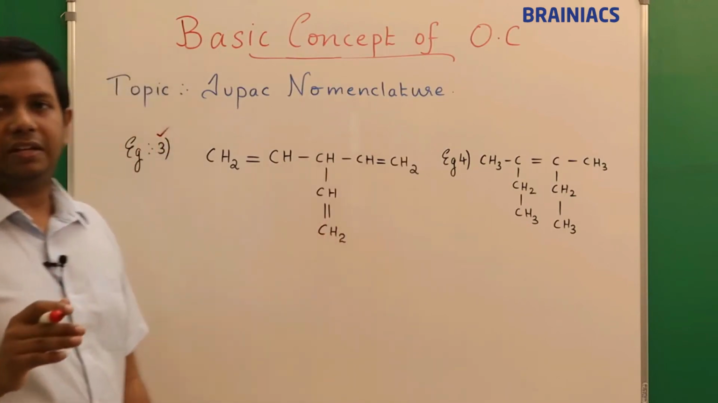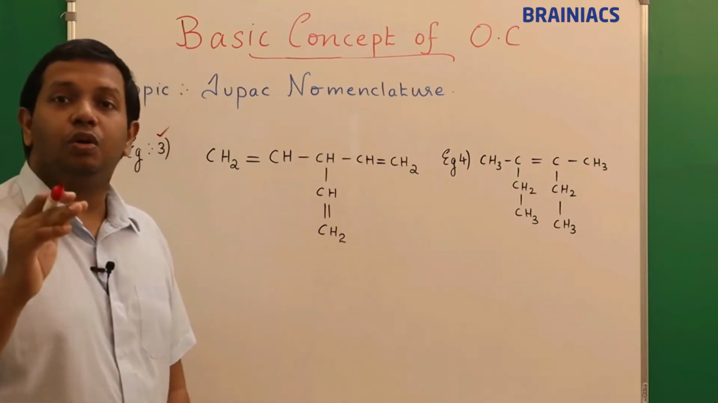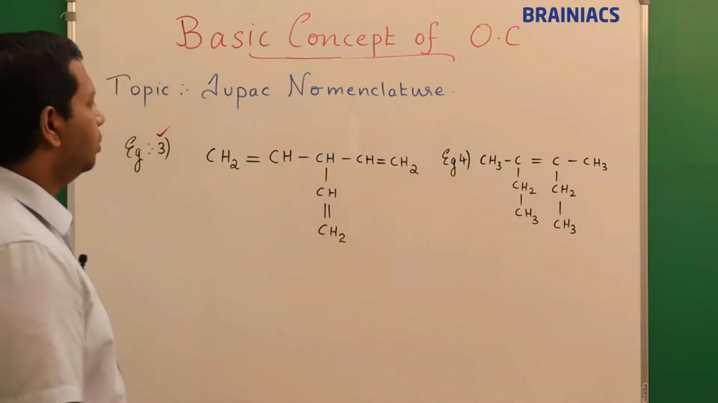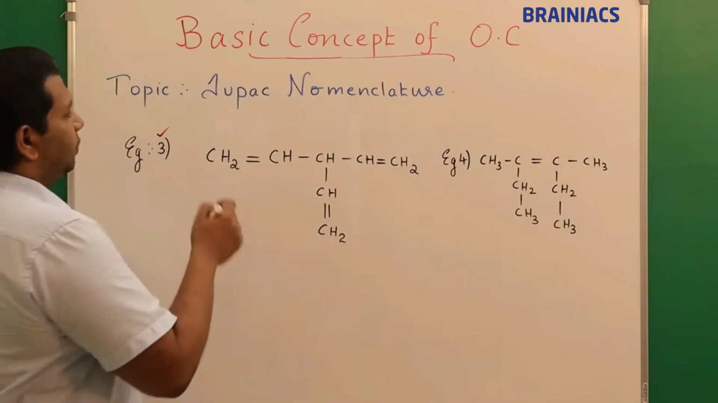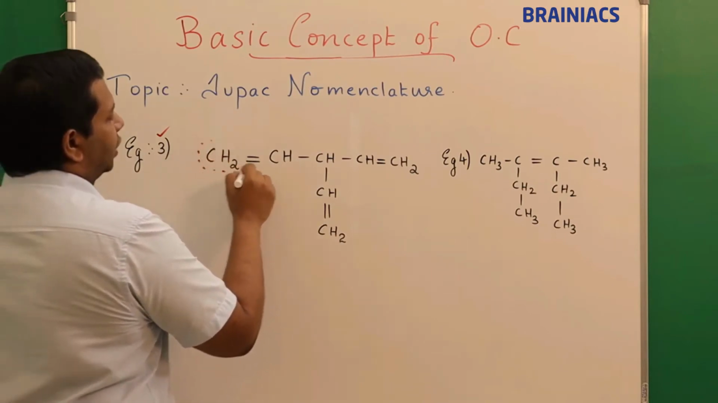Then the rule says that you should choose the parent carbon chain in such a way that you should include the maximum number of double bonds. Very, very important. Now I understood the rule. Now I am going to apply that. Now I am trying to see. Okay, suppose if I am going to say this is my parent carbon chain.